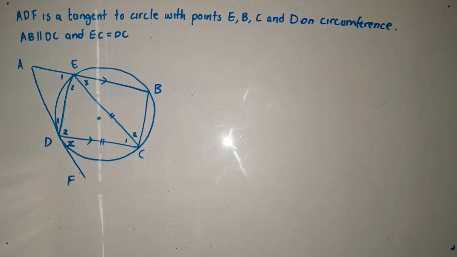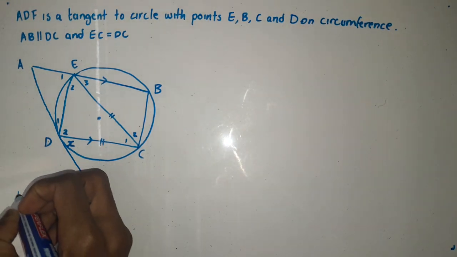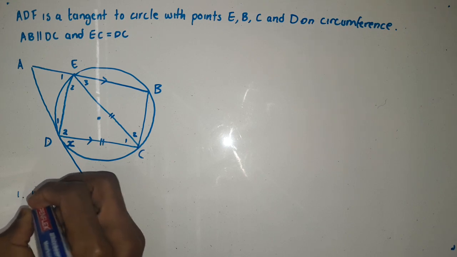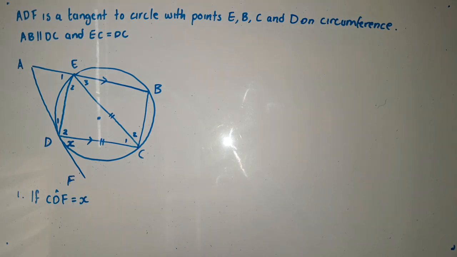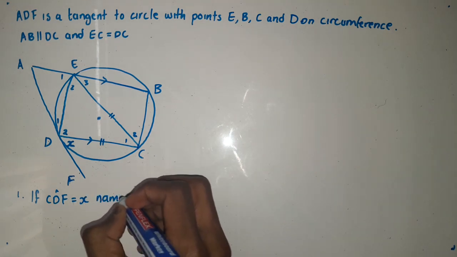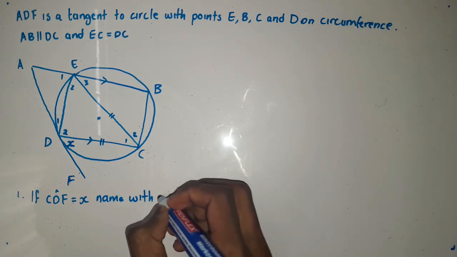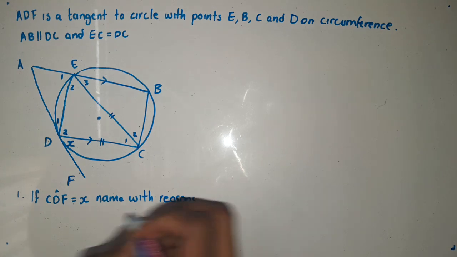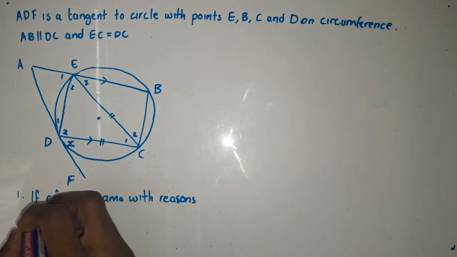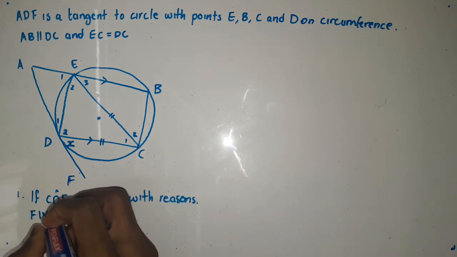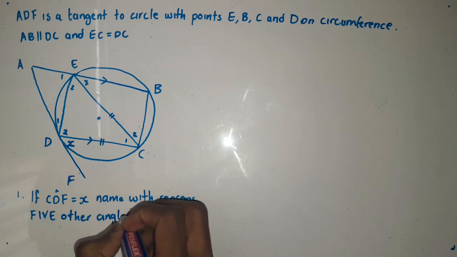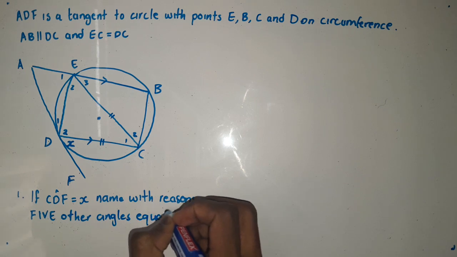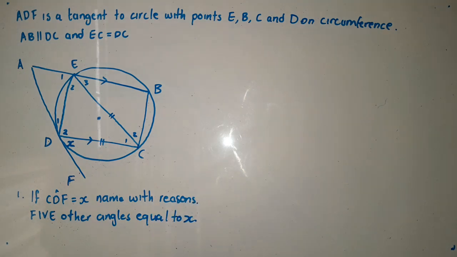Then let us try to answer this question. The first one is: if CDF is equal to X, name, with reasons, five other angles equal to X. You see? Then how are you going to answer this question?